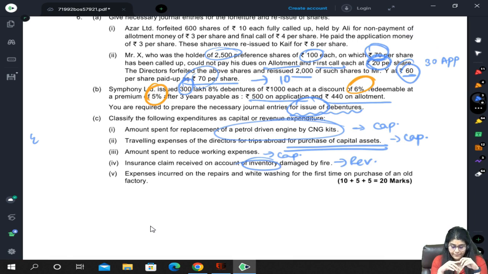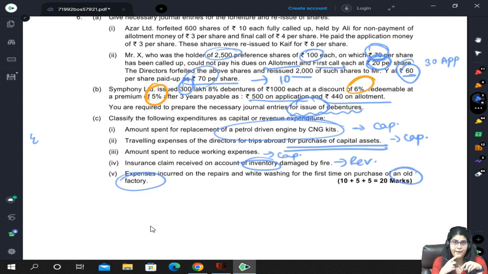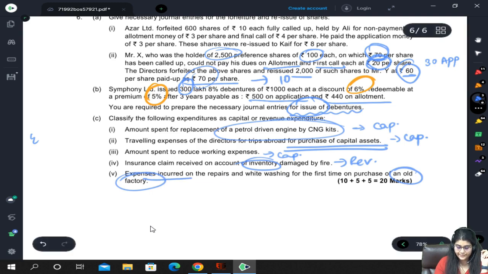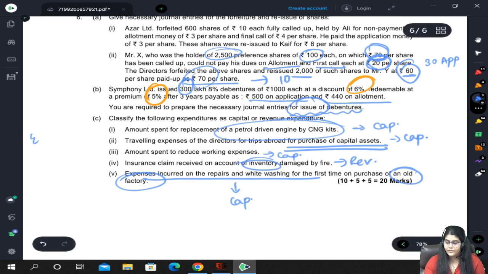Expenses incurred on the repairs and whitewashing for the first time on purchase of an old factory. An old factory has been purchased, we are revamping it. So these expenses will form part of our capital expenditure. Alright, so that brings us to the end of the accounts mock issued by the institute.